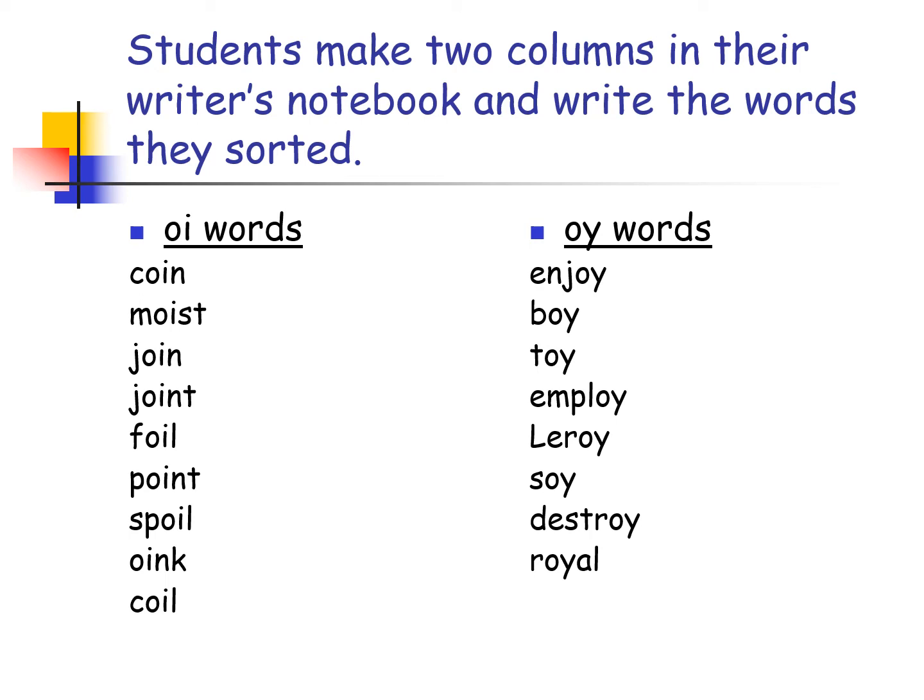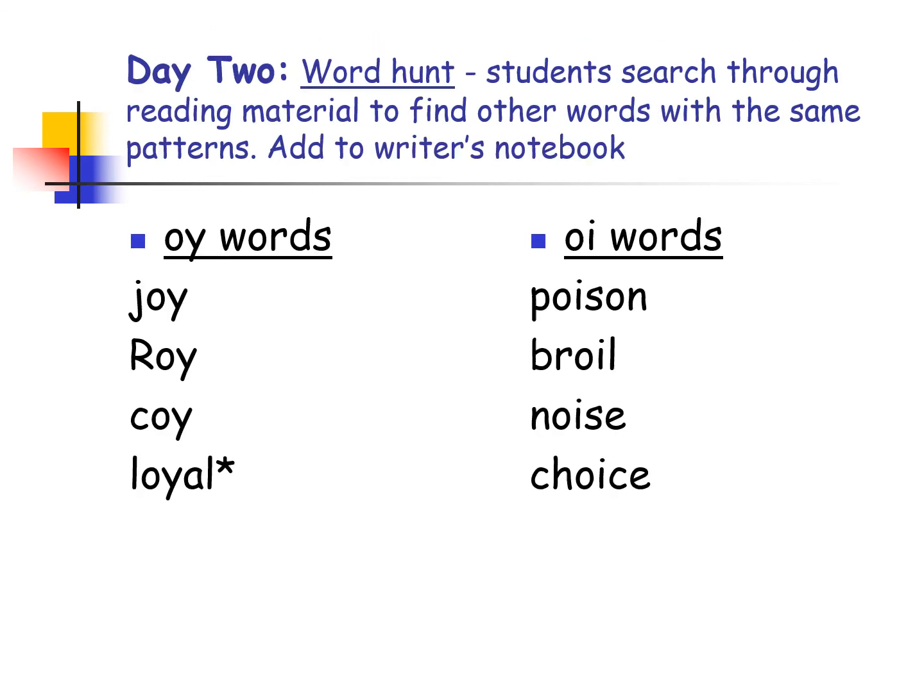Students are then going to make 2 columns in their writer's notebook. This is just simply a notebook where they can write in, and then they're going to write the words they sorted. So now we're getting into some of that copy work. So it's getting that hand-eye coordination and getting all our senses involved, which will help solidify the spellings of these words and help them to interact a little bit more with the words.